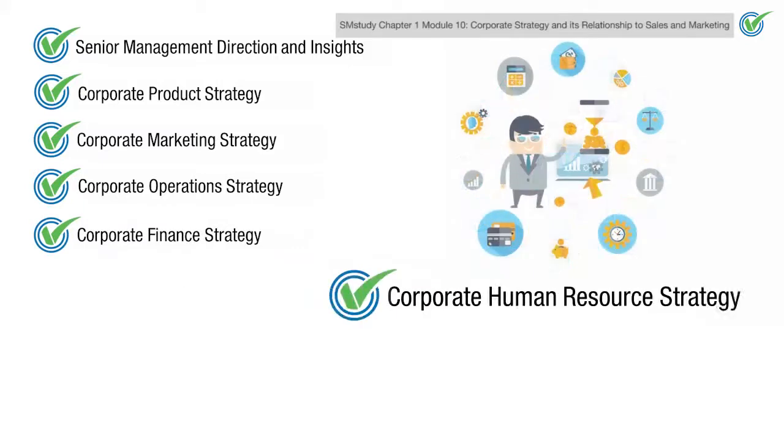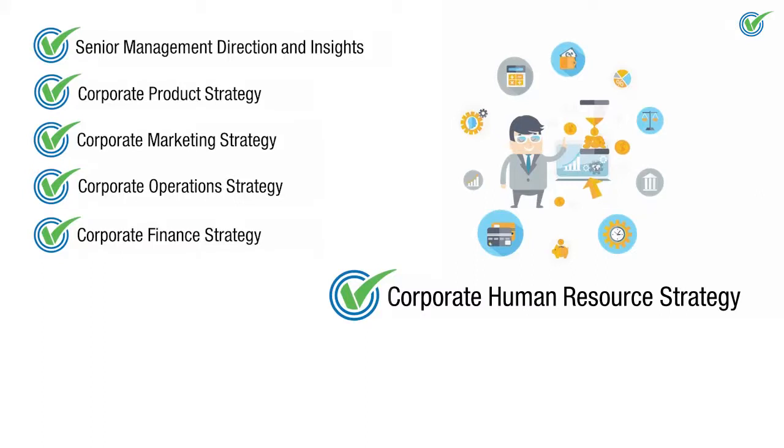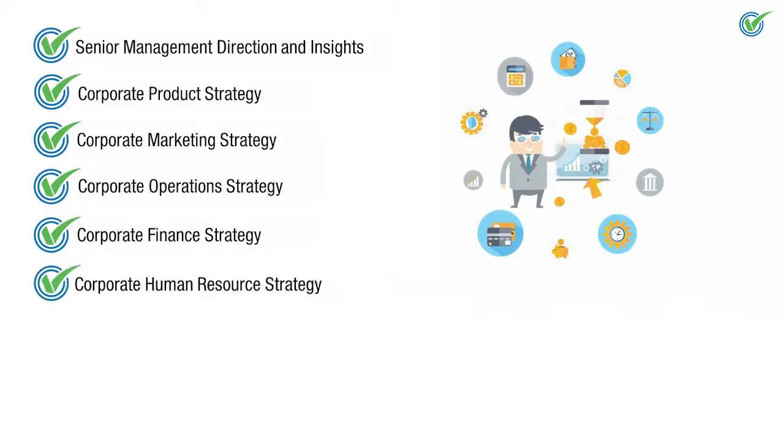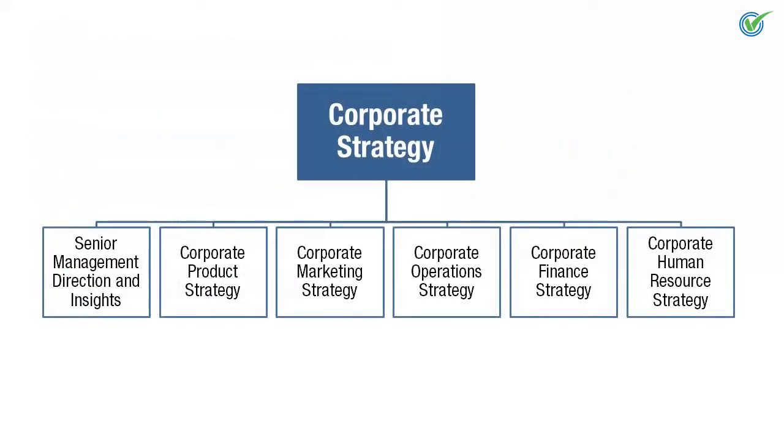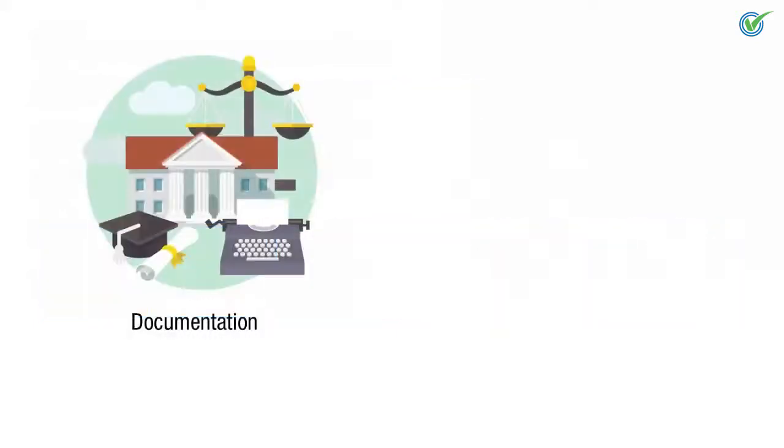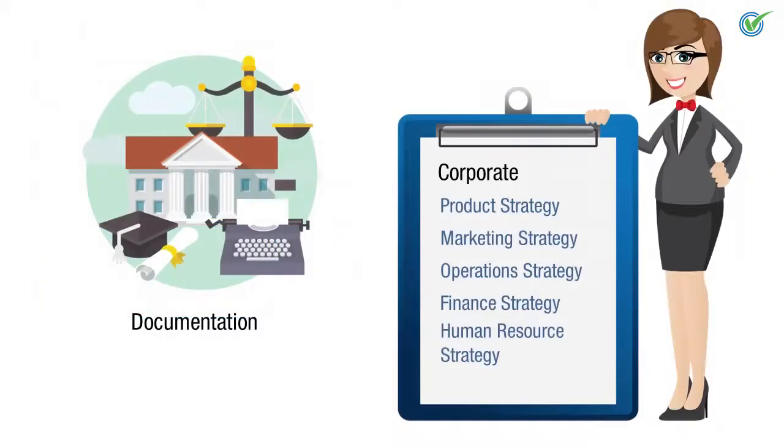Corporate Human Resource Strategy. This maps the human resource capabilities within the company and considers talent management and acquisition needs to sustain growth. This chart lists the components of corporate strategy. Typically, companies have existing documentation regarding their corporate product strategy, corporate marketing strategy, corporate operations strategy, corporate finance strategy, and corporate human resource strategy. These must be considered in an integrated manner to define a coherent corporate strategy.